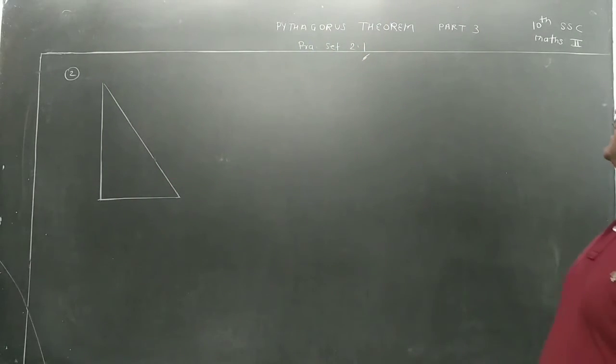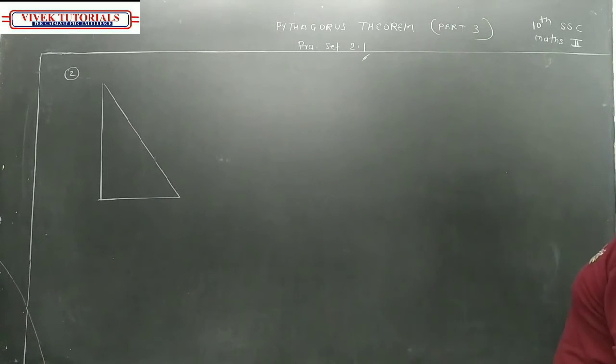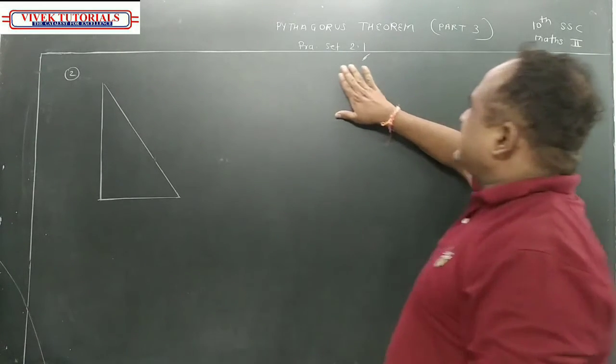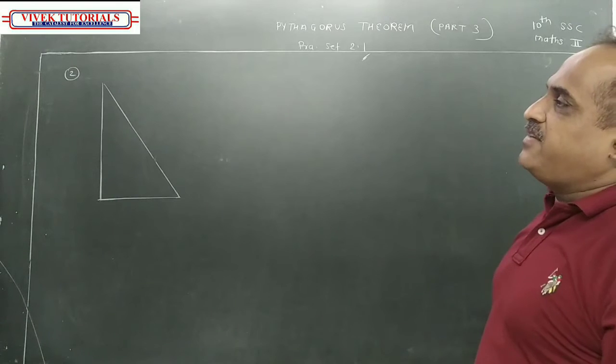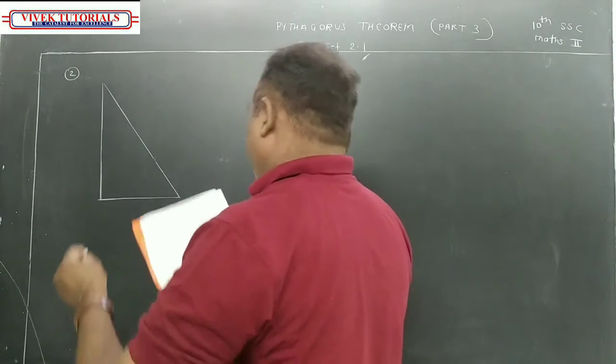Students, we are on part 3 of Pythagoras theorem, 10th standard SSC, maths 2. Now, we started with the practice set 2.1. We have completed the first question. Now we are on the second question. Second question they have given.